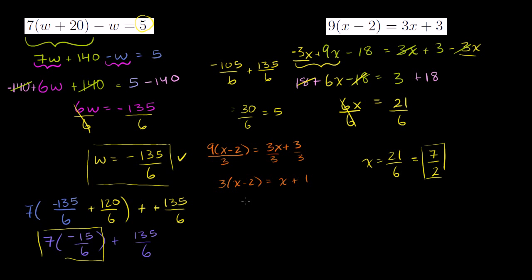Maybe at this point, if I want, I could distribute this. So this becomes 3x minus 6 is equal to x plus 1. I could subtract x from both sides of this equation. So I get 2x minus 6 is equal to 1. Remember, I subtracted that from both sides, so it disappeared on the right-hand side. I can add 6 to both sides of this equation. I get 2x is equal to 1 plus 6, which is 7. Divide both sides by 2, you get x is equal to 7 over 2.